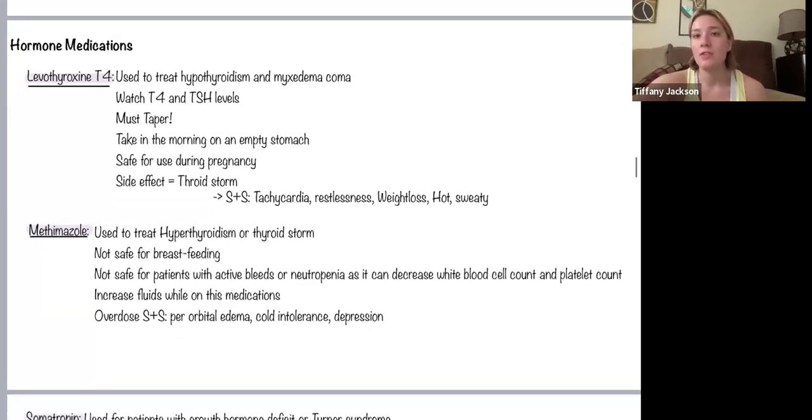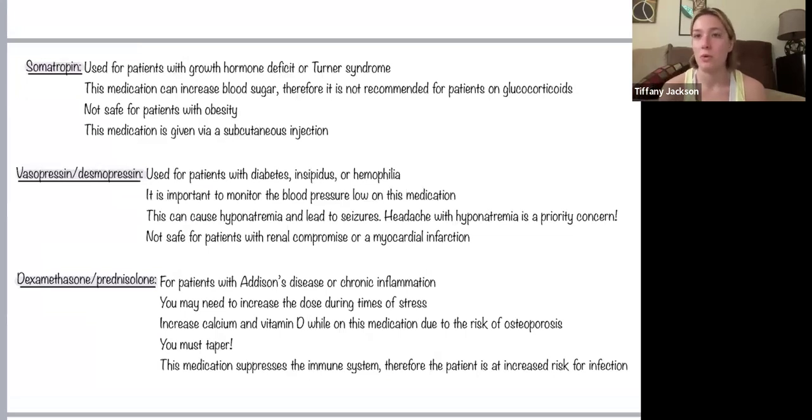Up next, we have somatropin. This is used for patients with growth hormone deficit. Side effect is hyperglycemia, and it is a subcutaneous injection. Up next, we have vasopressin. This is used for patients with diabetes insipidus, which is DI, or hemophilia.